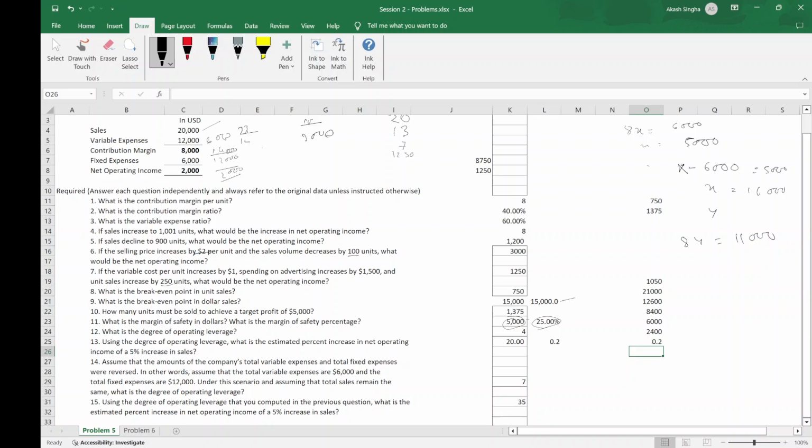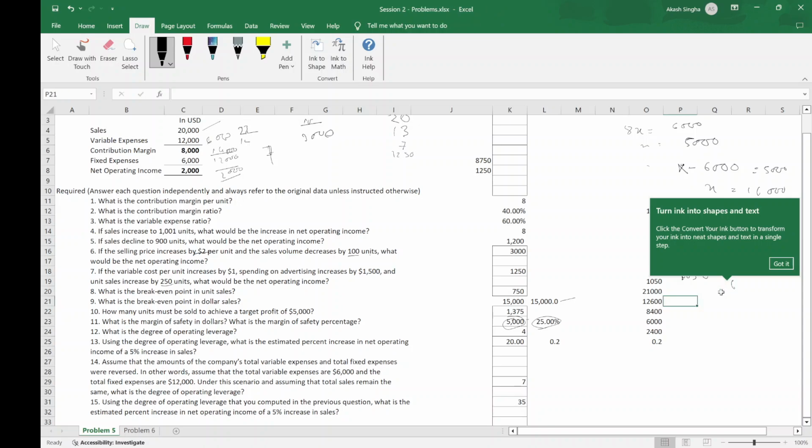And if 7 was our operating leverage and we are increasing 5%, then it will be 35%. Or you can do it this way: if 1,050 is our new units and the price is $20, then revenue will be 21,000. Now variable expense changed to 6 per unit. So the total will be 6 into 1,050.